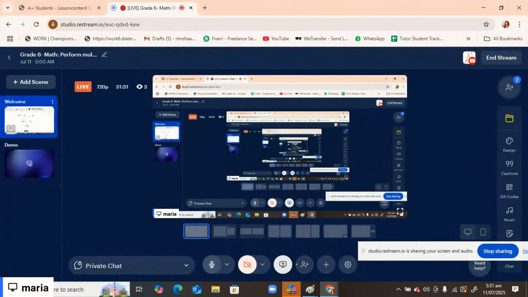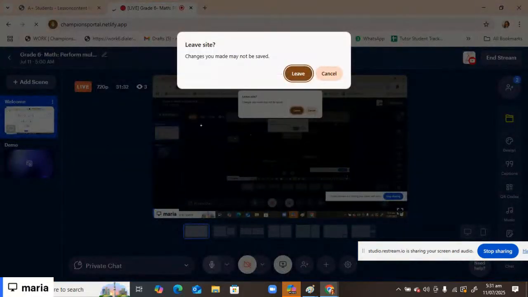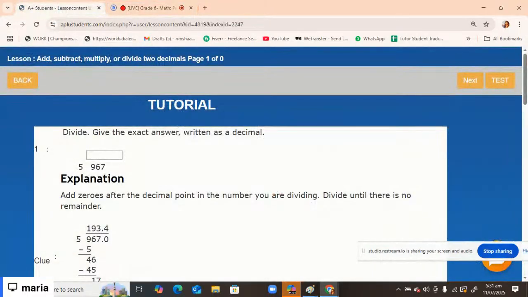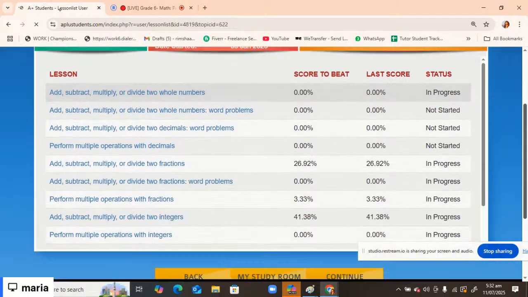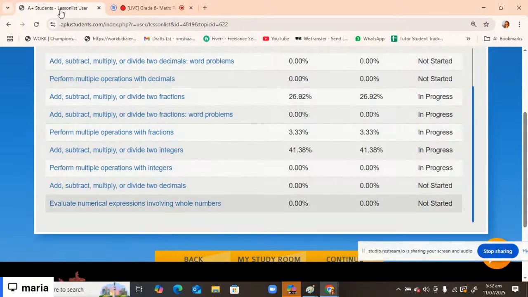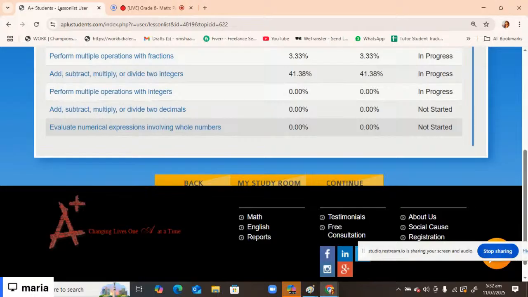Hope you guys understand this lesson as well. So here we are just finding out how to add, subtract, multiply or divide two decimals, okay? So basically you guys practice this lesson and solve the rest of the questions by yourself. Now let's start the last lesson of the day. Evaluate the numerical expression involving whole numbers.